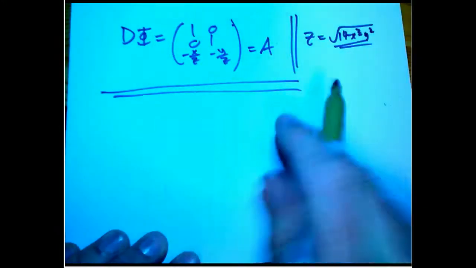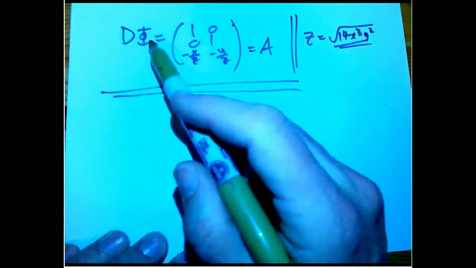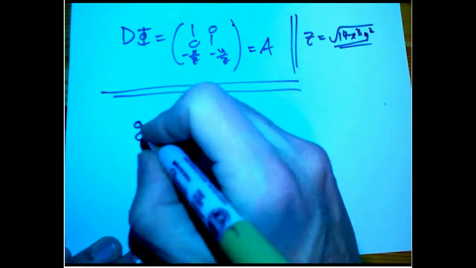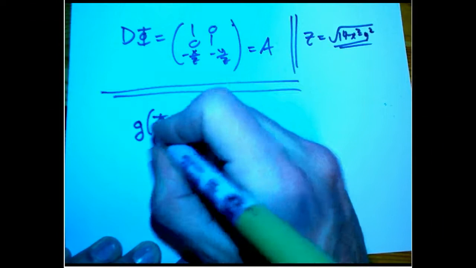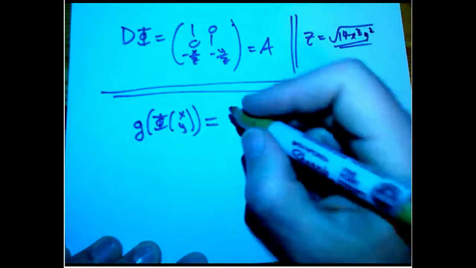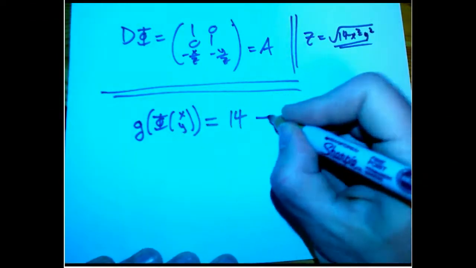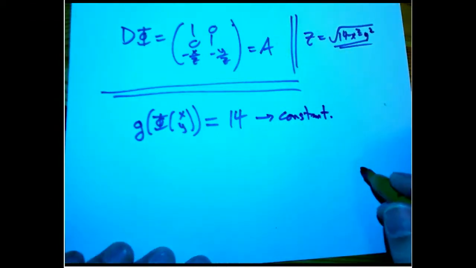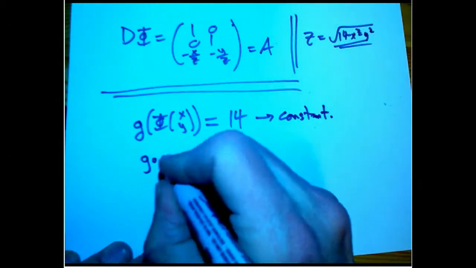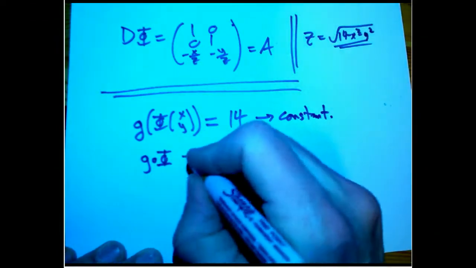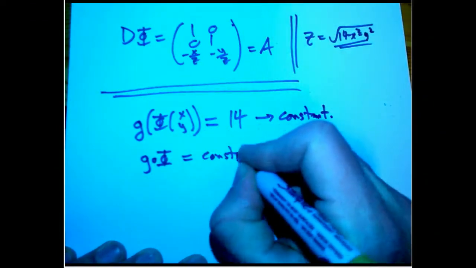Okay? The whole point was that phi creates points on the sphere, but what's supposed to be special about points on the sphere? It's that G of an explicitly created point on the sphere is supposed to be 14. And that's constant. The whole point was that it's a level set. Or in other words, G composed with phi for all of its arguments is a constant.